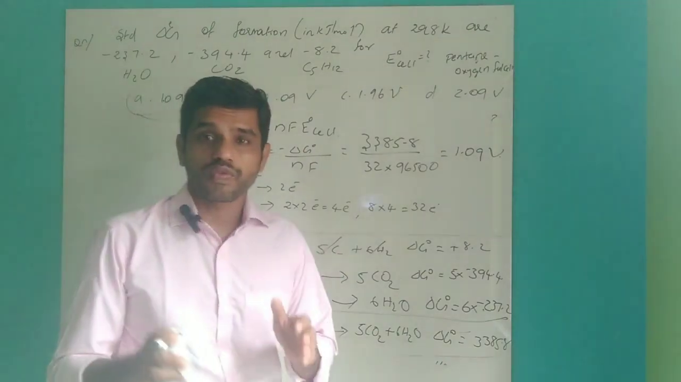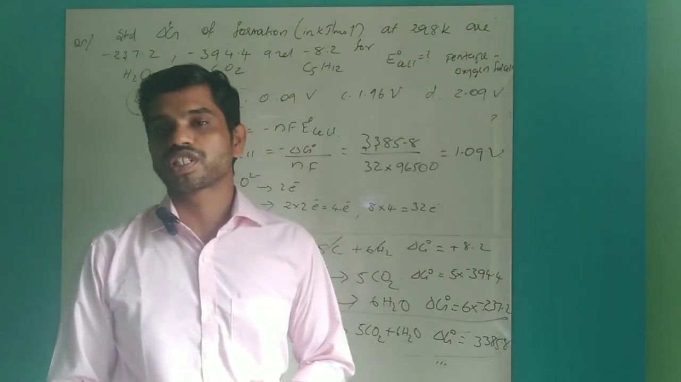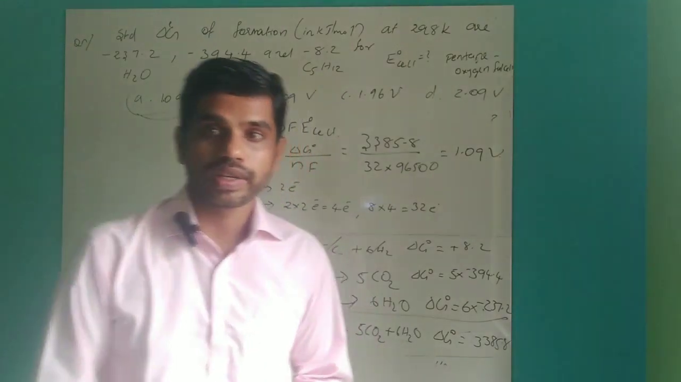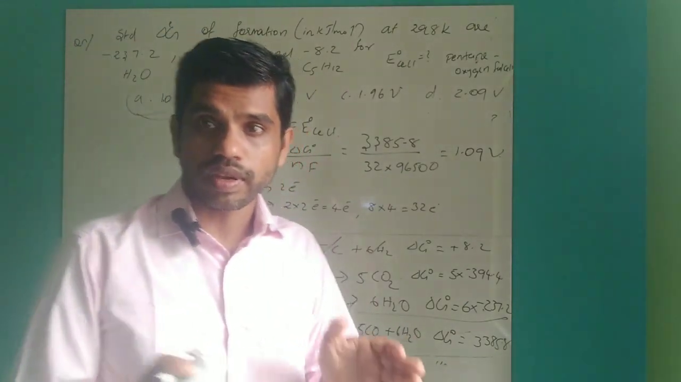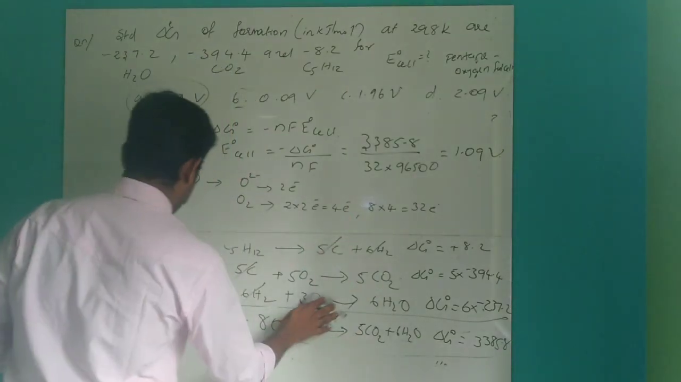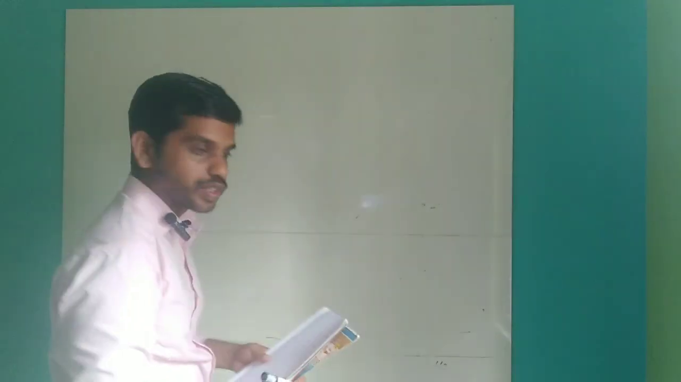So first we formed our required equation. From that we find delta G0 is equal to minus NFE0. From that we can find the EMF of the cell. Now write the next question.